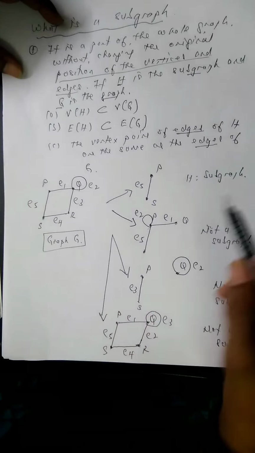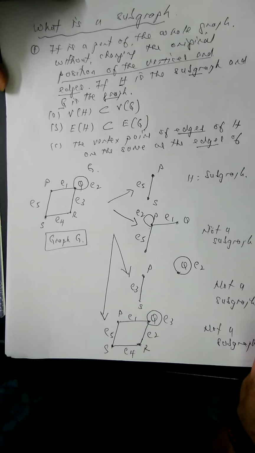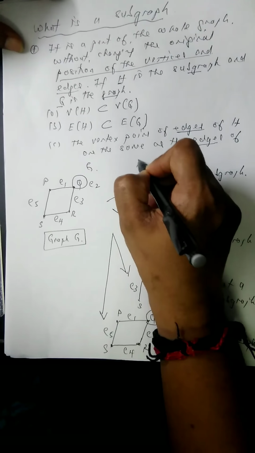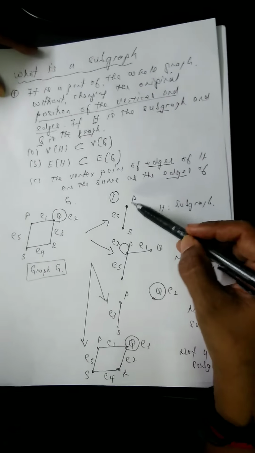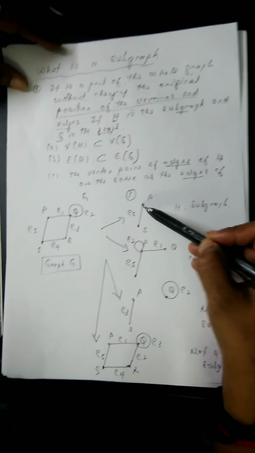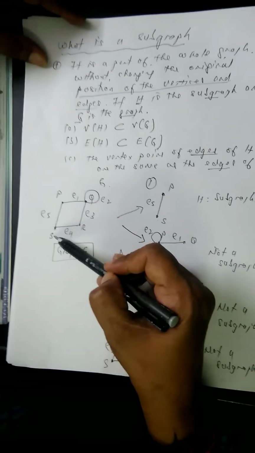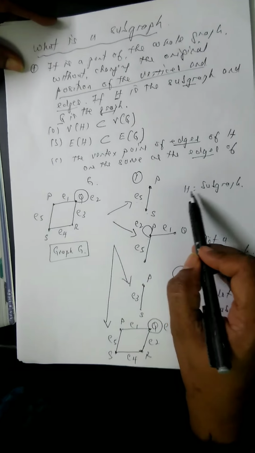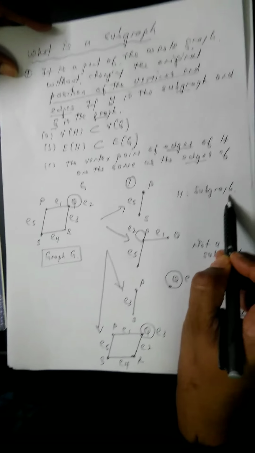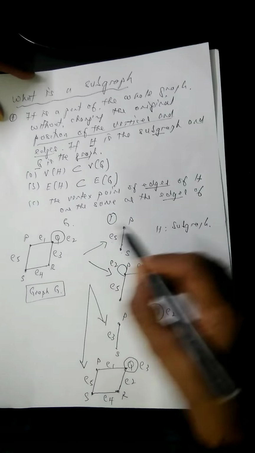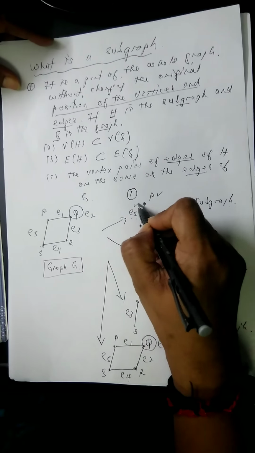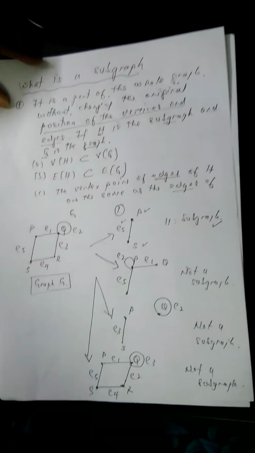Now we want to know which are subgraphs and which are not. We take the first one here. What is drawn is P, S. This part of it is drawn, and this is E5. So they want you to check whether this is a subgraph. You check this with the original. This is true, this is true, this is correct. So this becomes a subgraph of the original graph.